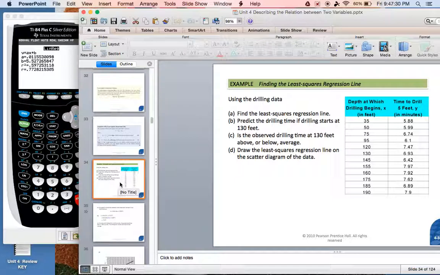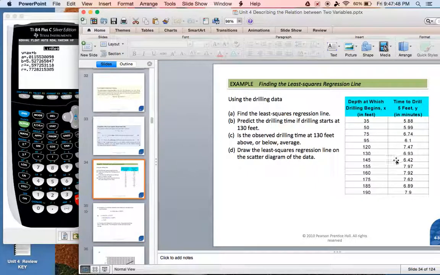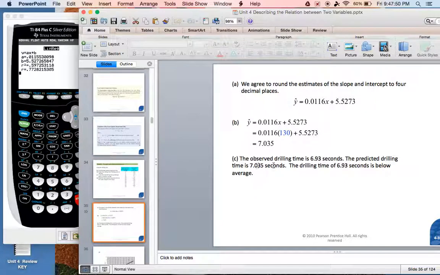B, predicted drilling time if drilling starts at 130. Well, I just plug 130 into that, and there are other ways to do that other than just plugging in 130. You can put this into a line, look at your table of values, and either way you get 7.035. We're going to compare that to the observed, which we looked at was 6.93, and that makes the residual below average.